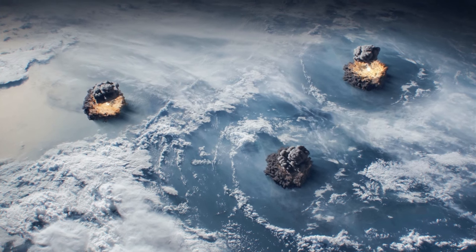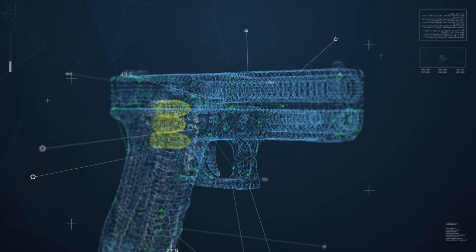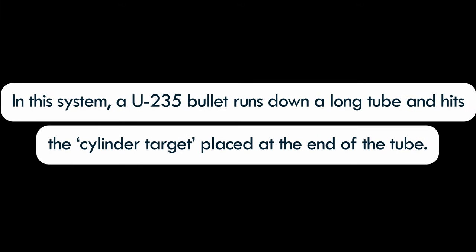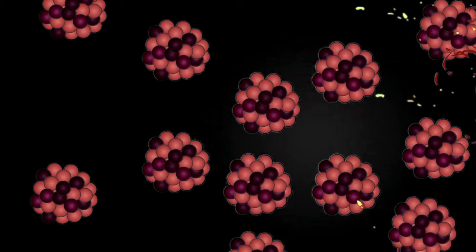The easiest and oldest way to do that is to design a gun that fires one mass into the other, known as a gun-type assembly weapon. In this system, a U-235 bullet runs down a long tube and hits the cylinder target placed at the end of the tube. When that happens, the chain reaction begins and the bomb detonates.